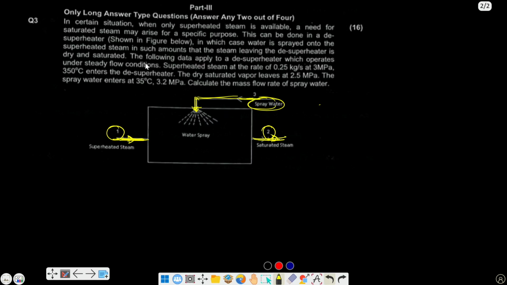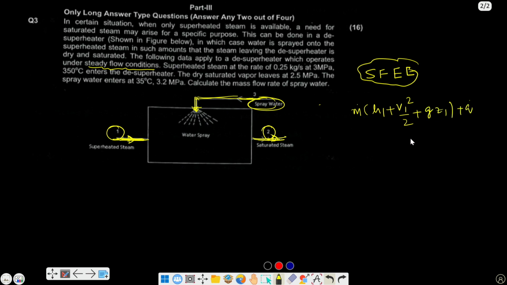What we can assume is a steady flow situation, so we can apply the SFEE, the steady flow energy equation, which we learned in the first law of thermodynamics for open systems. That equation is m dot times (h1 plus v1 square by 2 plus g z1) plus q dot, equal to m dot times (h2 plus v2 square by 2 plus g z2) plus w dot. This is the steady flow energy equation we have already derived.